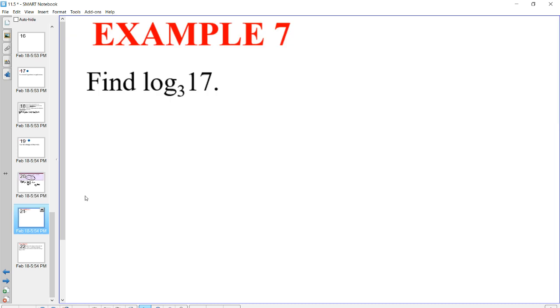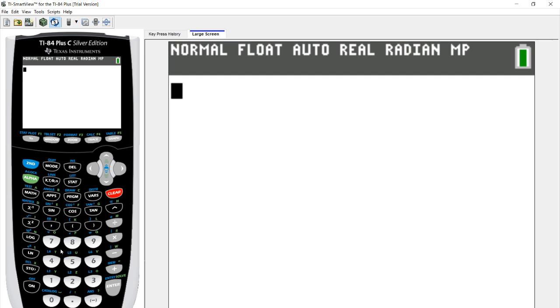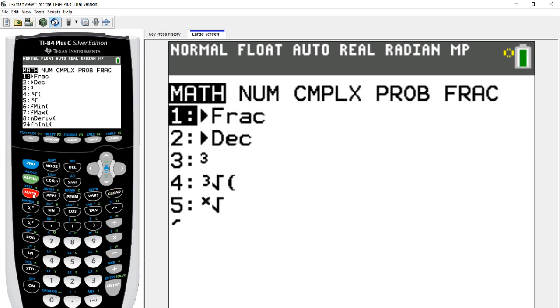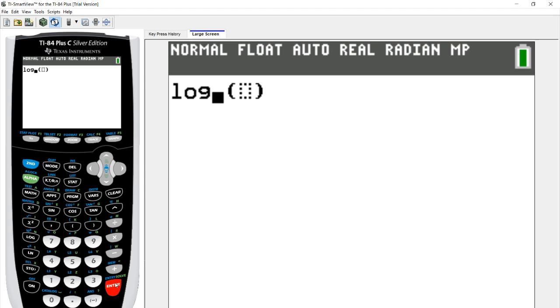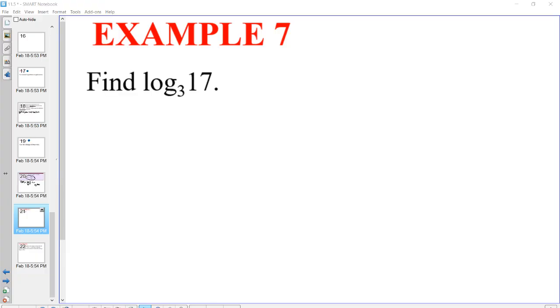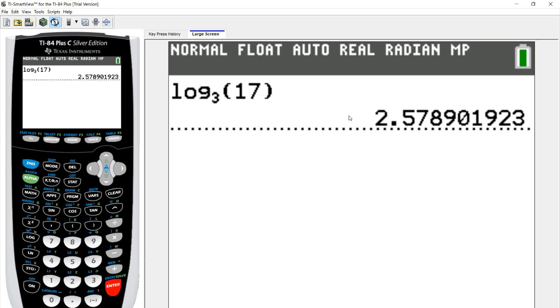So let's take a look at this example here. They say find log base 3 of 17. I'm going to show you both ways just so you can see that it really is going to be the same thing. If you don't remember where that's at, you go Math, log base, right here. So it was base 3 of 17. And the value is 2.5789.